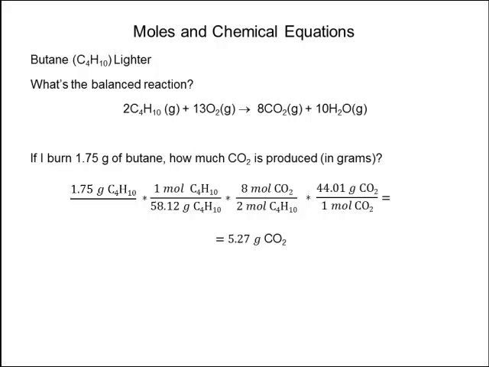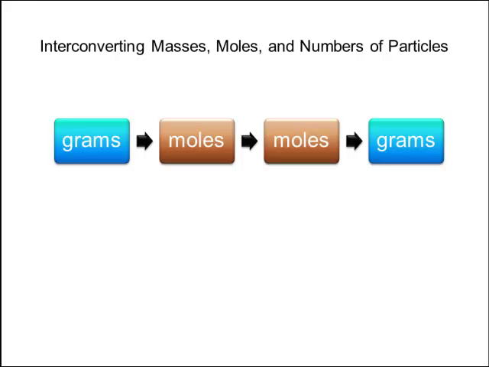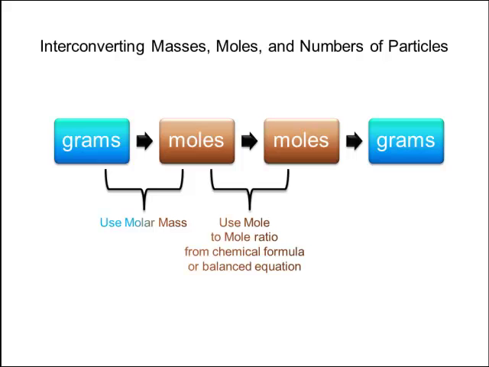All right, now you've seen this before. We've talked about it before. It was that grams to moles, moles to moles, moles to grams type of conversion. With grams to moles, we use the molar mass. Moles to moles, we use the mole-to-mole ratio from the chemical formula, or in this case, the balanced equation. And then moles back to grams, we use a molar mass.